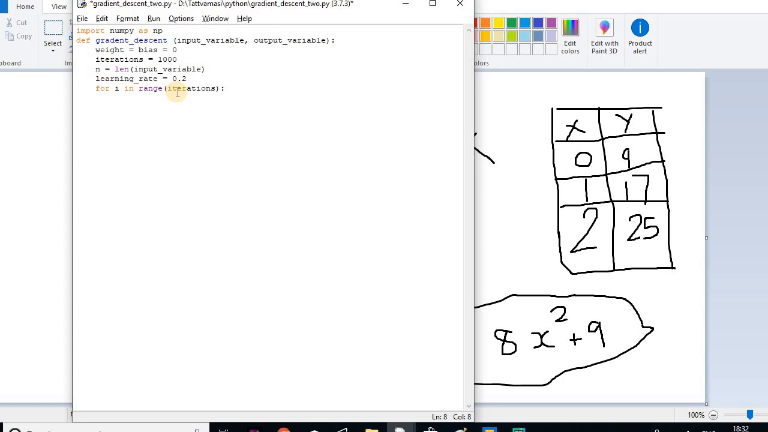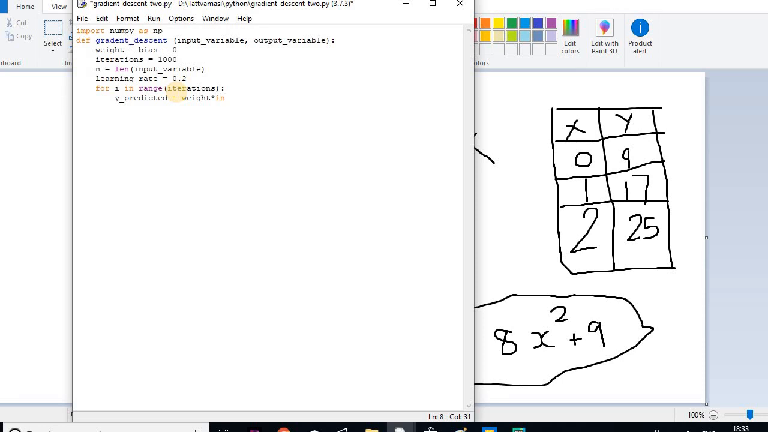We have the predicted value. Our model equation is y equals mx plus c. So here y stands for y underscore predicted, the predicted value, which is equal to m, meaning the weight, the network weight we have already initialized, times x, the input variable.